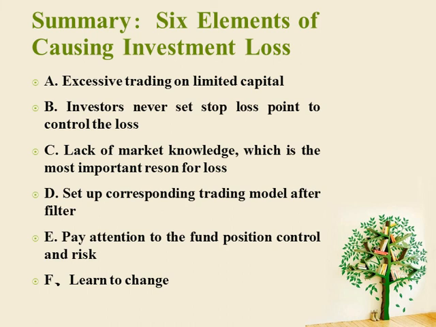So if you want to make continuous profit, you should remember the six elements of causing investment loss. The first one, excessive trading on limited capital. The second one, investors never set stop loss point to control the loss. So we should set stop loss point. Lack of market knowledge, which is the most important reason for loss. So if you want to trade some stocks, market first, index first, then stock next.